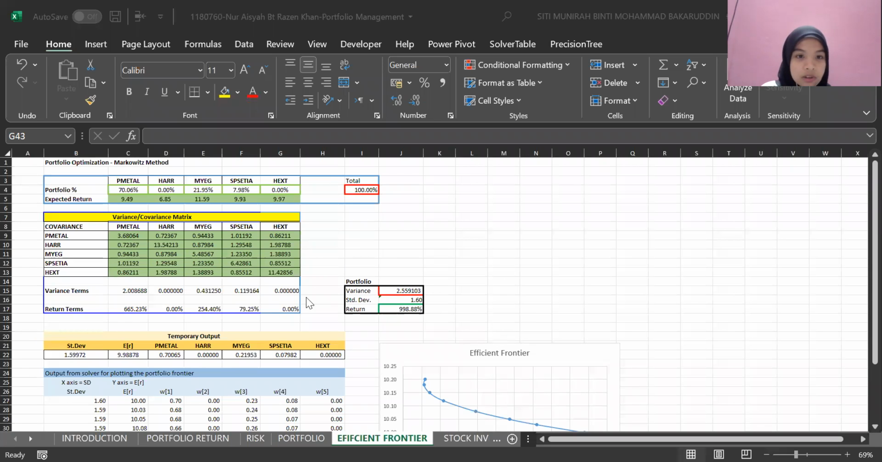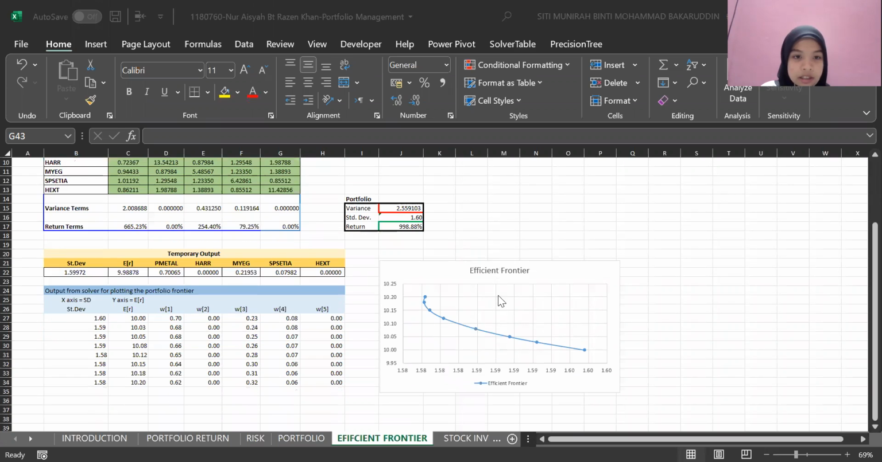Okay, next for efficient frontier. This data is generated from solver. Then I use the relationship between the highest to lowest of standard deviation and the lowest to highest of expected return in order to plot the graph. So the graph will be like this.